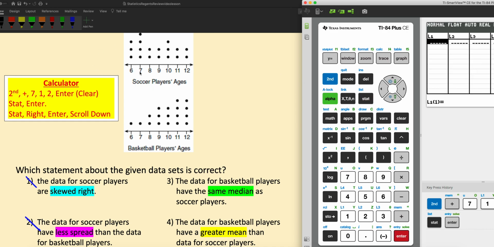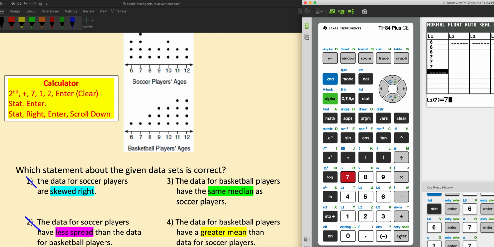Now we're going to put the soccer players in first. You cannot put both of these in the calculator at the same time. So remember what we said, each dot plot represents the number you have here. So there are 3 dot plots, so that means you put 6 3 times. 7 4 times, they all go in the L1. We're only using L1 for this.